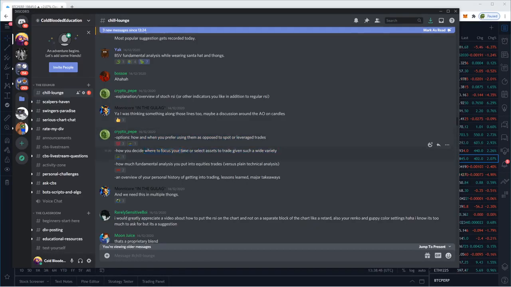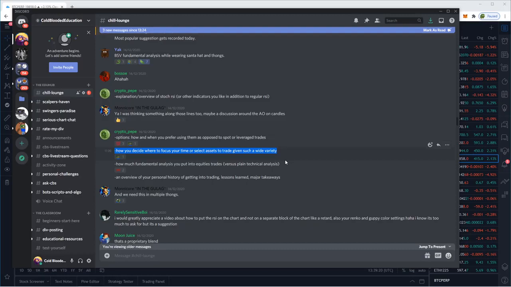How do you decide where to focus your time or select assets to trade given such a wide variety? So this one is down to personal preference. My preference is equities, always is. I think it's the range of options available in equities and the fact that the markets aren't correlated that's a really big thing. If you're deciding where to focus your time and you're crypto focused, then my advice is always follow the volatility, follow the biggest gainers and biggest losers, because that's where the action is.